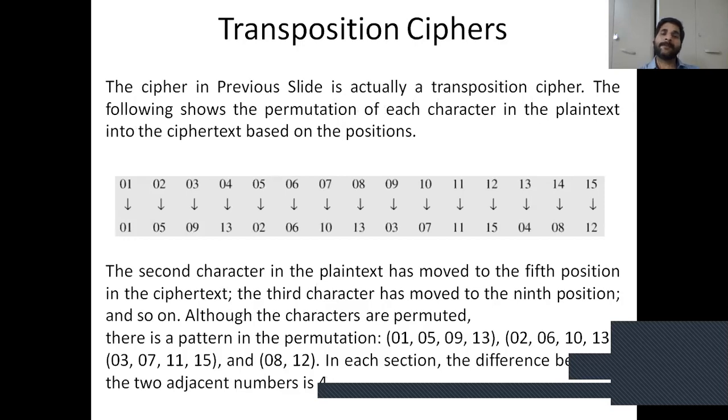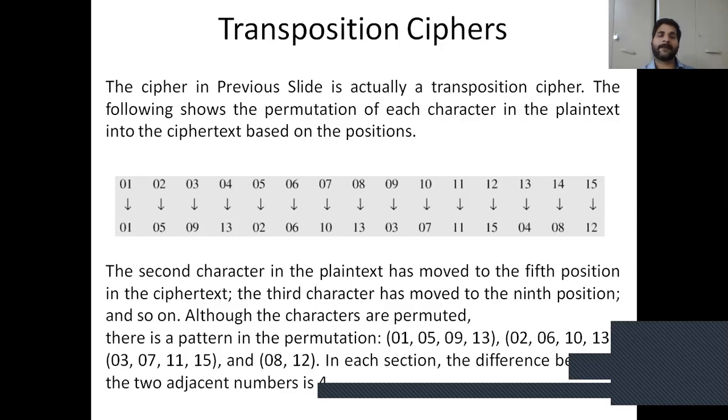Now the cipher in the previous slide is actually a transposition cipher. The following shows the permutation of each character in the plain text into the ciphertext based on position: 1 goes to 1, 2 goes to 5, 3 goes to 9, 4 goes to 13. The second character in the plain text has moved to the 5th position in the ciphertext. The third character has moved to the 9th position, and so on.